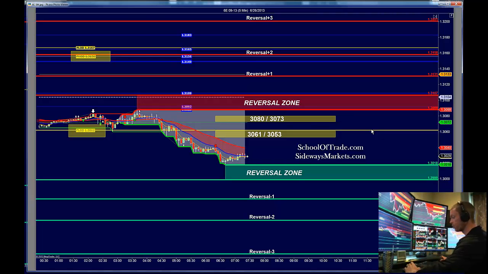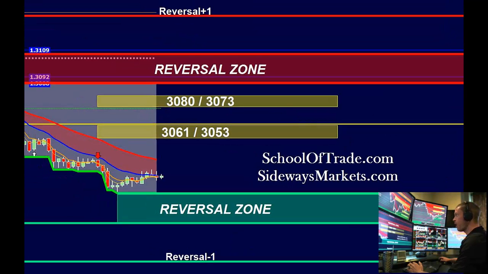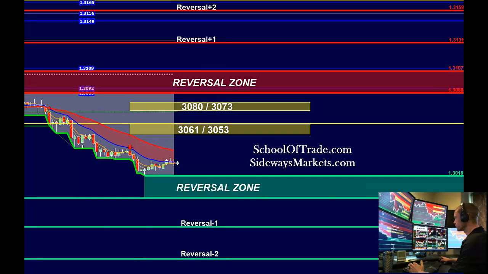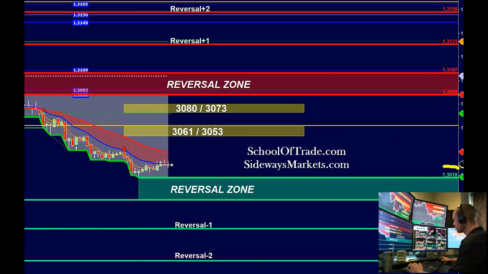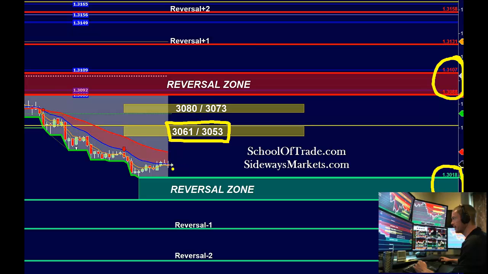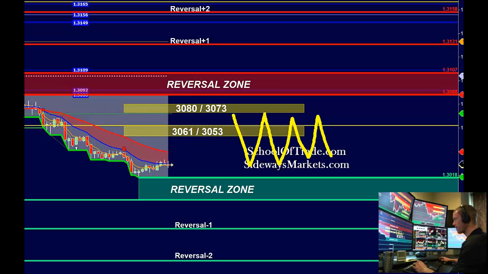Here's what the levels look like, though, on the euro. Again, on the euro here, we gave you guys reversal zones at 30.18 down to the big round number of 3,000, 3107 to 3088. And we provided additional resistance at 3061 to 3053. We did get the short off of that, but as we stand right now, we are trading right in the middle of this range.